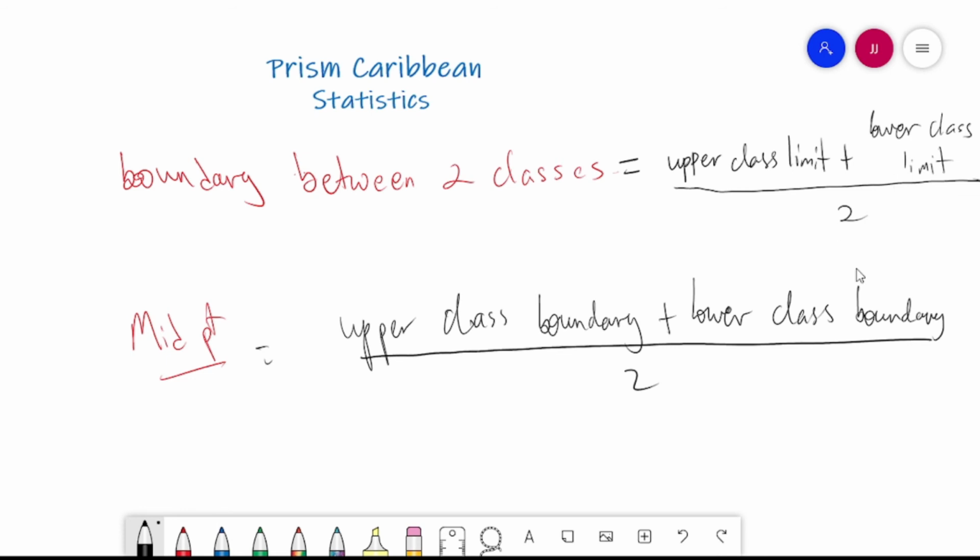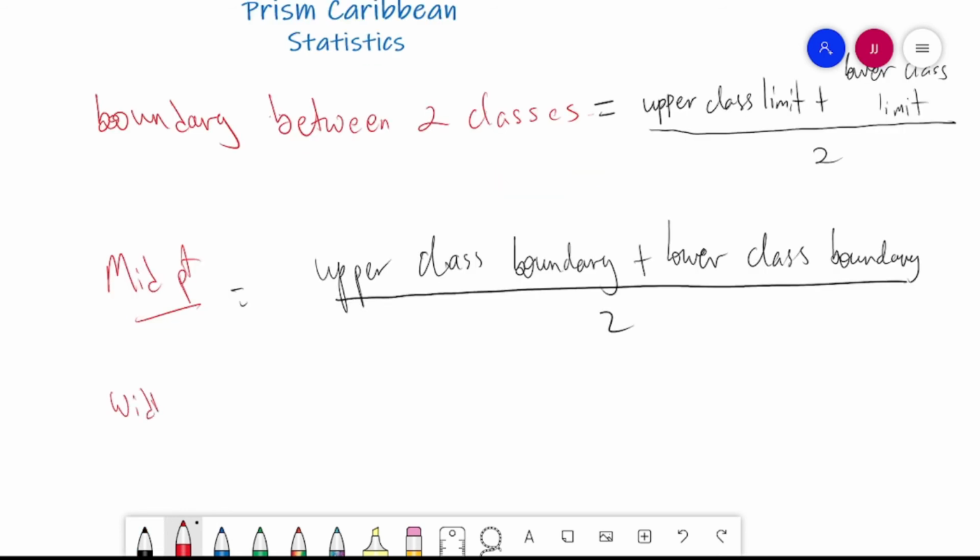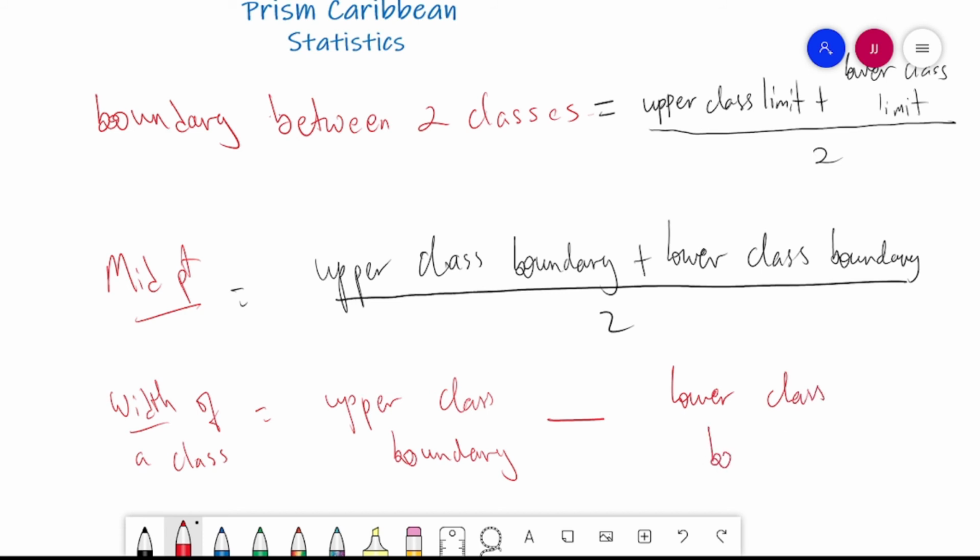Now for the width of a class. Sometimes they may ask you in the examination to find the width of a class, and this will be equal to the upper class boundary minus the lower class boundary. So that is all you need to know for that.